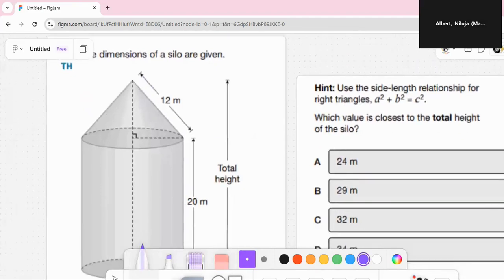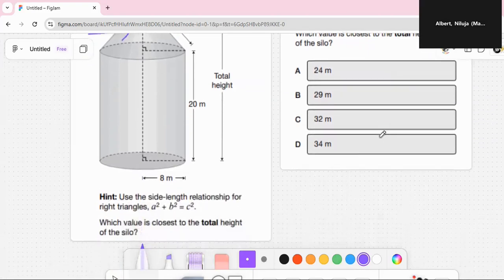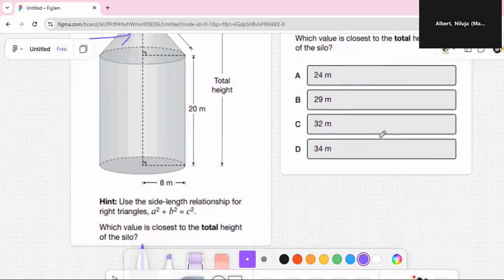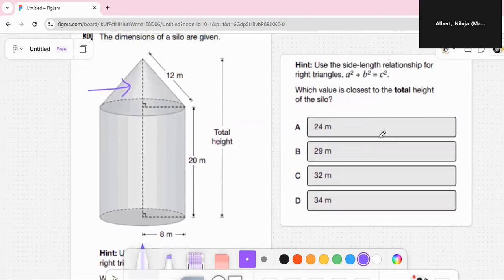Okay, we have a measurement problem here, one of my favorites. The dimensions of a silo are given. I have the total height. I have in the cylindrical portion, I can see what looks like the hypotenuse because we can see a 90-degree angle right here. So they're creating a 90-degree angle. And we have to find the value that is closest to the total height of the silo. The hint is to use the side length relationship for right angle triangles.